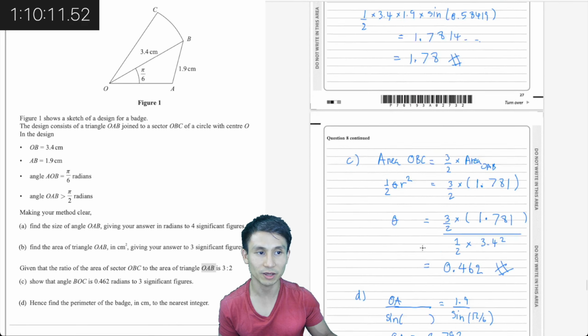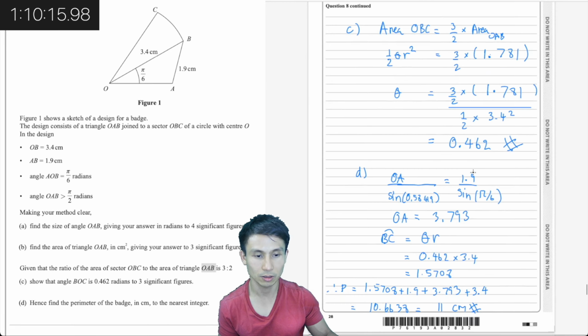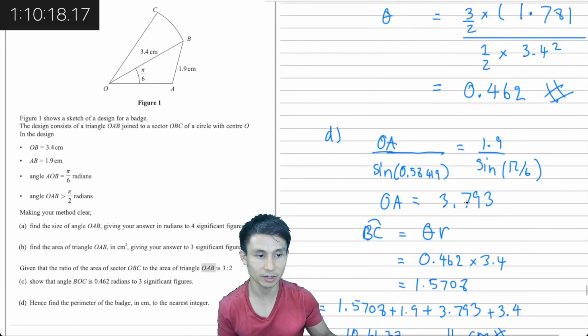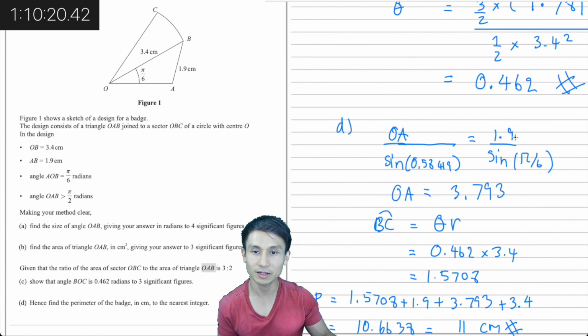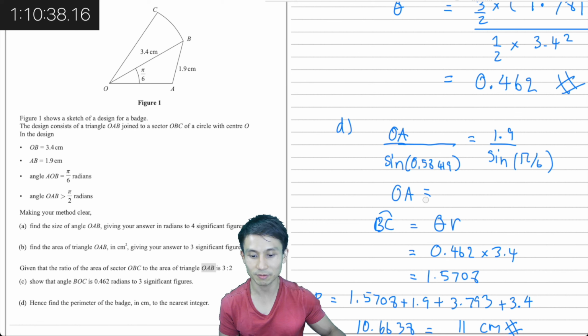Yeah. So OA is opposite to that angle we found right there. So 0.58419. Right? And 1.9 here. And okay, so this should change. So that's 1.9 times sine of 0.58419 divided by 0.5, because that's sine pi over 6. Yeah, okay. 2.09579.